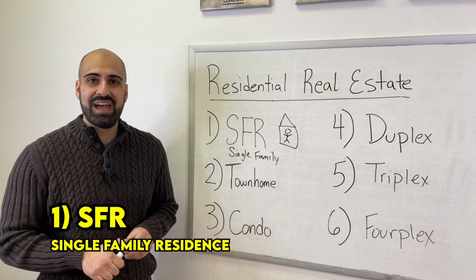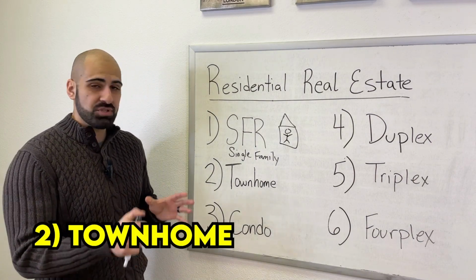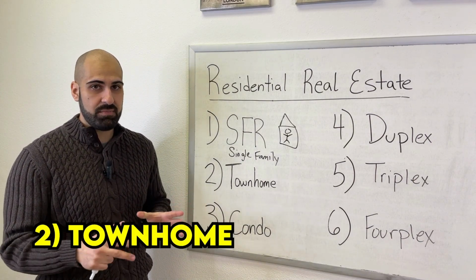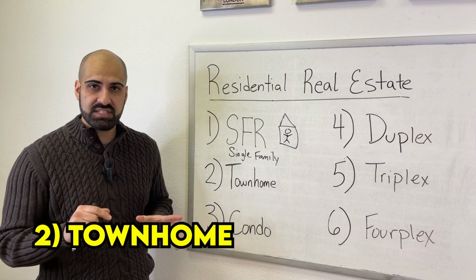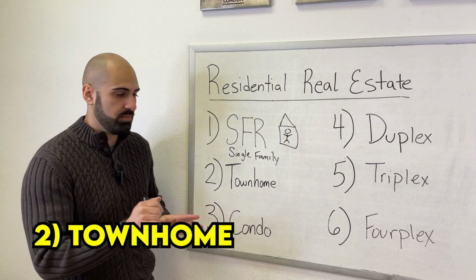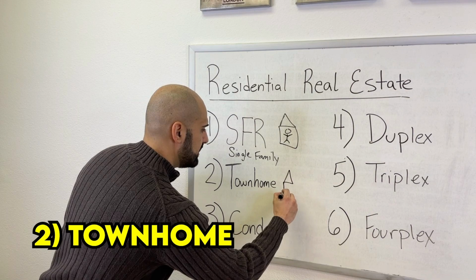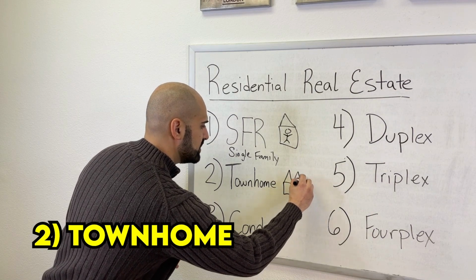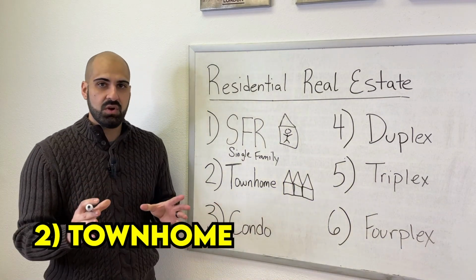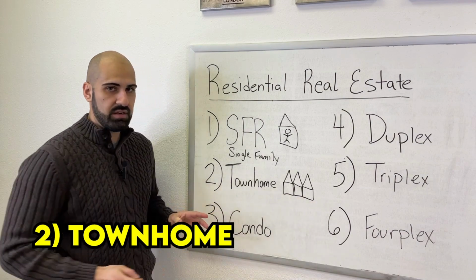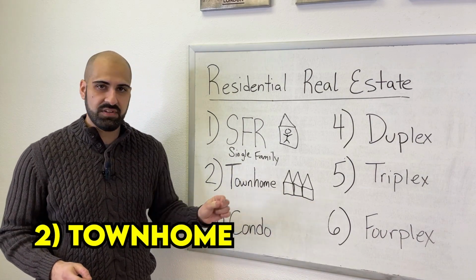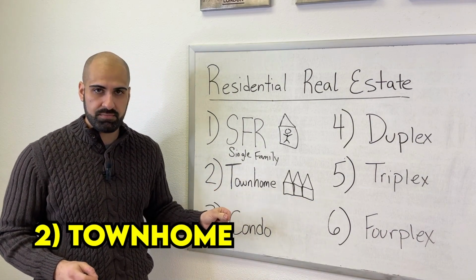Now, the second one we have is called a townhome. Townhomes are similar to SFRs in that a single family lives in each townhome, but the difference is that they share walls with other townhomes. So I'll denote that by putting my little houses here, one by one, next to each other. One thing to note is that even though they share walls with one another, each one of these townhomes is an individual property with an individual owner.